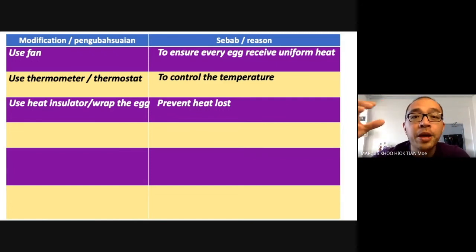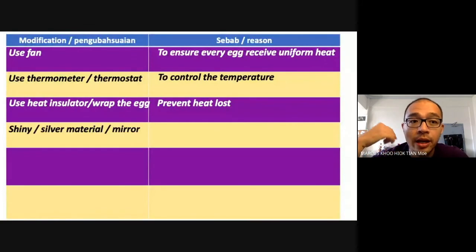Also can, but the best way is you control the temperature by moving closer to the egg. So you use a heat insulator, you wrap it. I mean, if you have a lot of money, then you wrap each one in cloth, silk, whatever. But the most basic can be the egg tray. Because we want to prevent the heat loss, and so that we can maintain the temperature at 39 degrees Celsius.